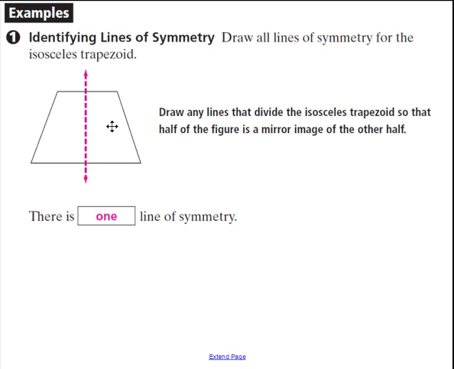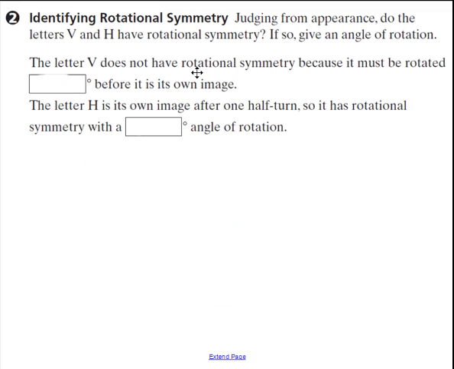If we try to draw a diagonal, it's not going to be a line of symmetry. If we draw it horizontally and then reflect it, notice the wider end would be on the top and the narrower end would be on the bottom, so we would not have symmetry in that case. But the way the line is drawn here, we do in fact have a line of symmetry.